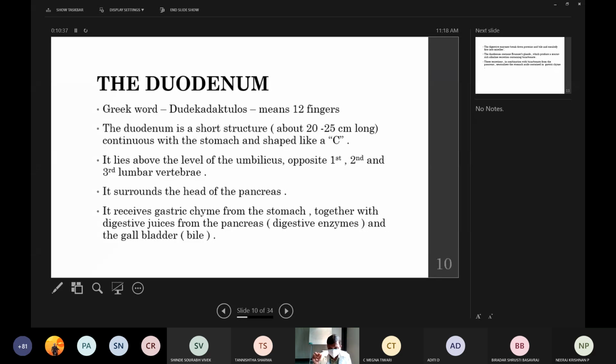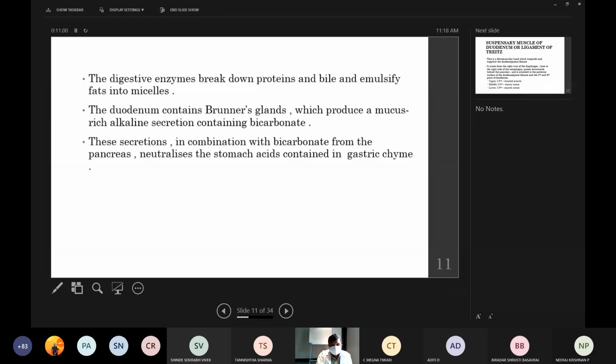Together with the digestive juice from the pancreas, the main pancreatic duct opens into the second part of the duodenum, which carries the digestive enzymes. And there is the gallbladder for the bile. So these are all the duodenal secretions. Digestive enzymes break down the proteins, and bile emulsifies fats into small particles.